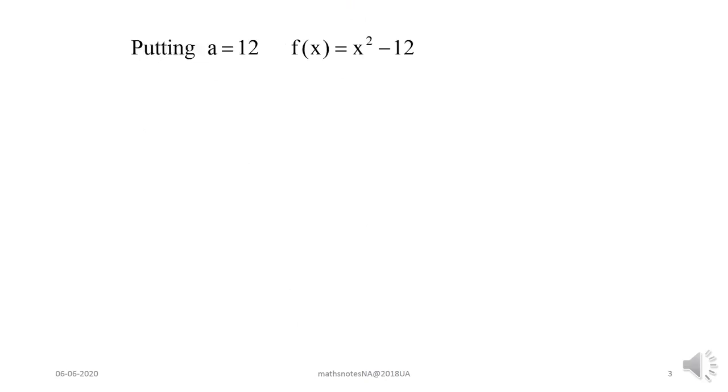A is equal to 12, so x square minus 12 is equal to fx, and we see when we put the value of x as 3, the function value comes negative, and when we put x is equal to 4, the function value comes positive. So it means the root lies between 3 and 4.